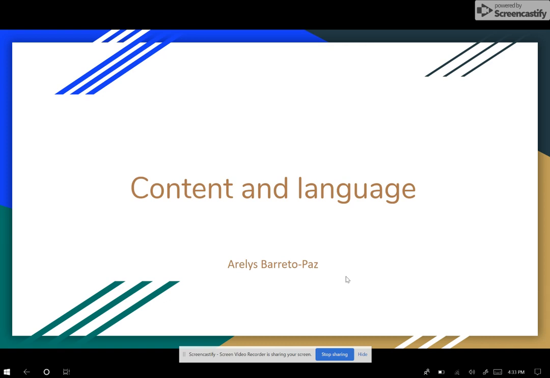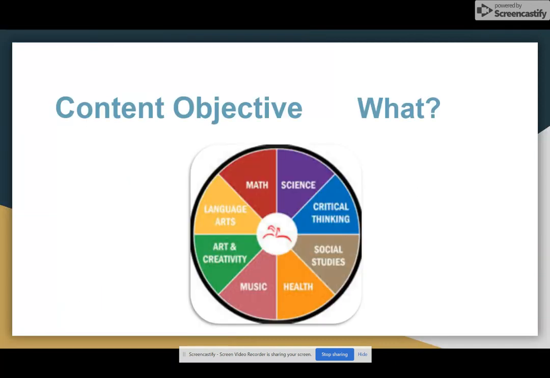Okay, so now we're going to go into content and language objectives. Content objective is basically your what are you teaching? It's going to be either your math, science, social studies, language arts, basically what you are going to be doing in that subject area. You're going to look into your text. That's going to tell you exactly what content you are doing, and then what skill.